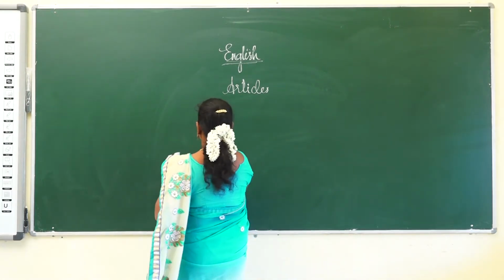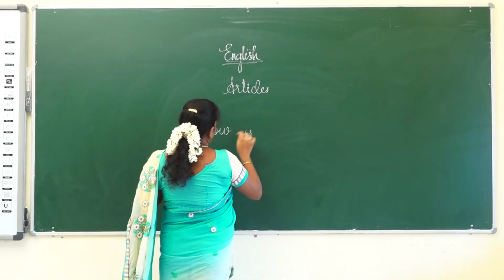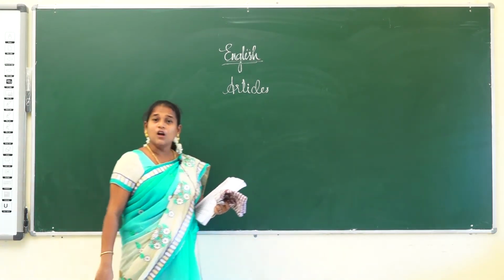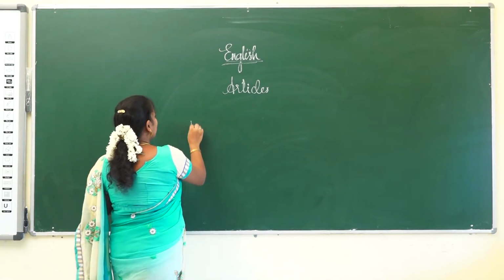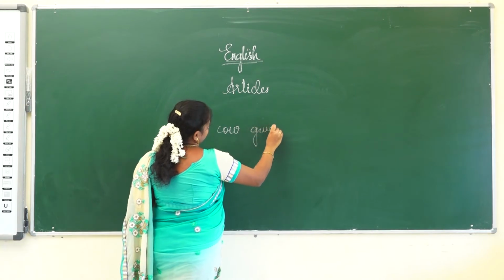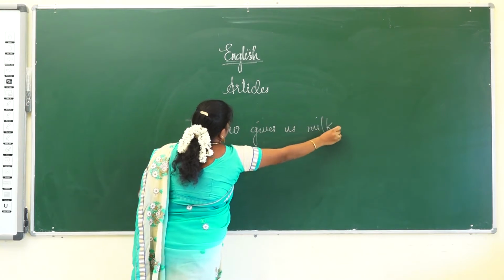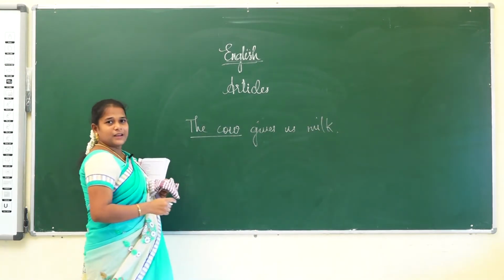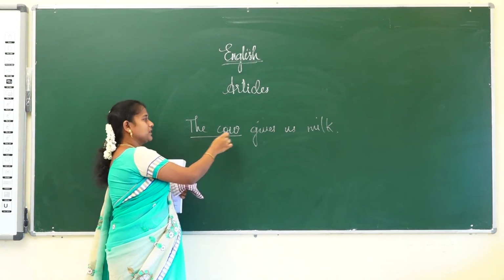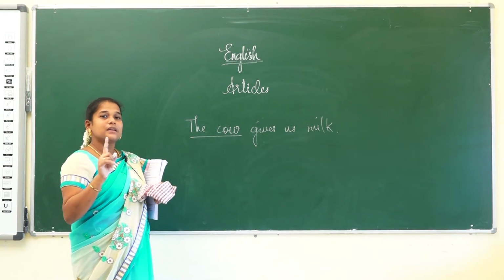Let us see one more example. Another use: we will use the for representing a whole group. The cow gives us milk. Here, the cow represents the whole cow family. That's why we are using the. The dog. If it is used for the singular, we will use the term a dog.